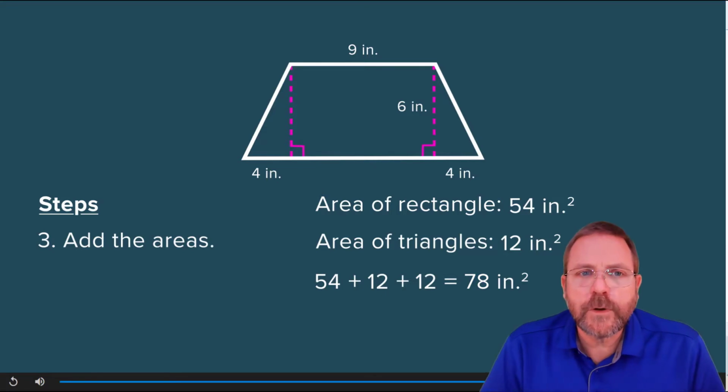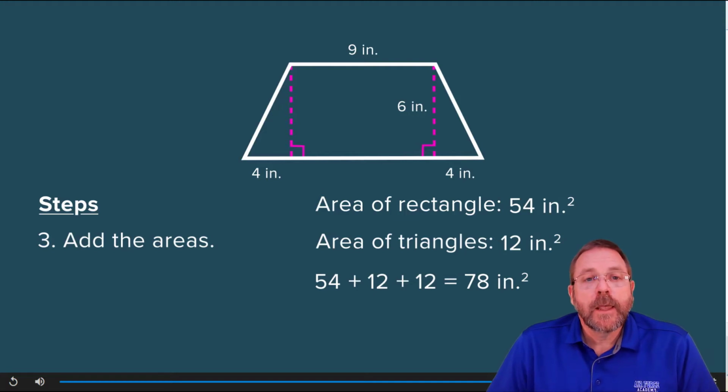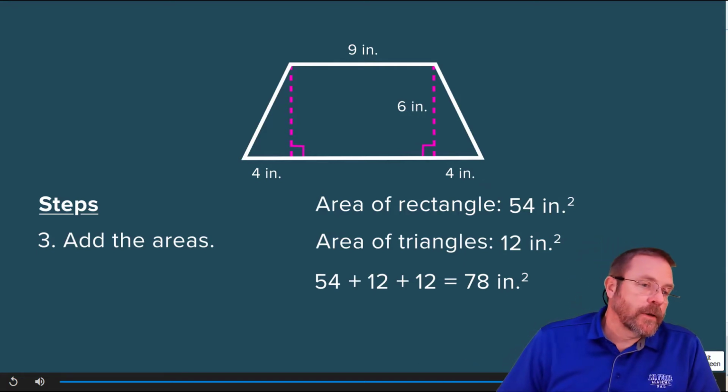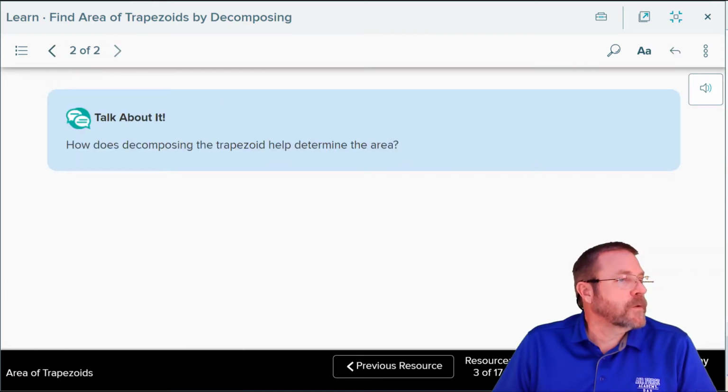Well, that's pretty straightforward. You're going to cut that trapezoid up into a rectangle and one or two triangles, depending on the shape of the trapezoid. Find the area of each individual piece and then add it all together. So from here, let's keep moving and see what else they have to say to us.